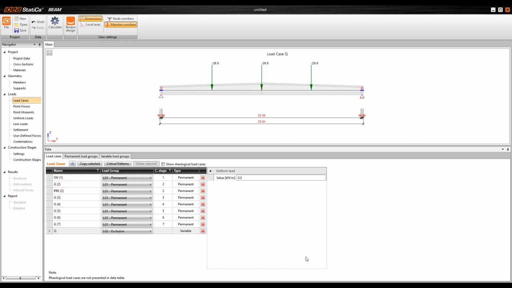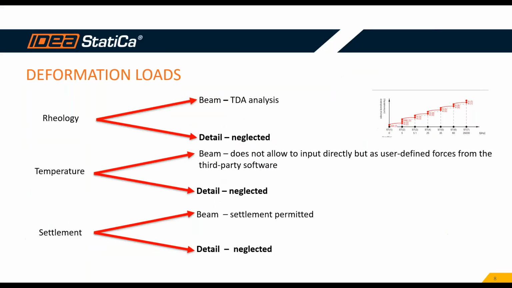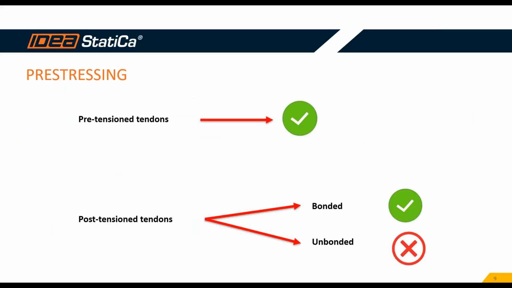prestressing. So I will jump to the presentation, and what we have to be aware of due to the prestressing. We consider some pre-tensioned and post-tensioned beams or tendons in our application, but you have to be aware that unbonded tendons are not supported and can't be checked and can't be modeled in the application.